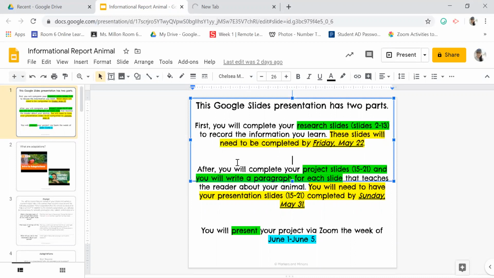And then the last 2 weeks of school, you will present your project via Zoom. The week of June 1st to June 5th. And we might extend that as well, but we will have some friends sharing their work during our morning meetings.